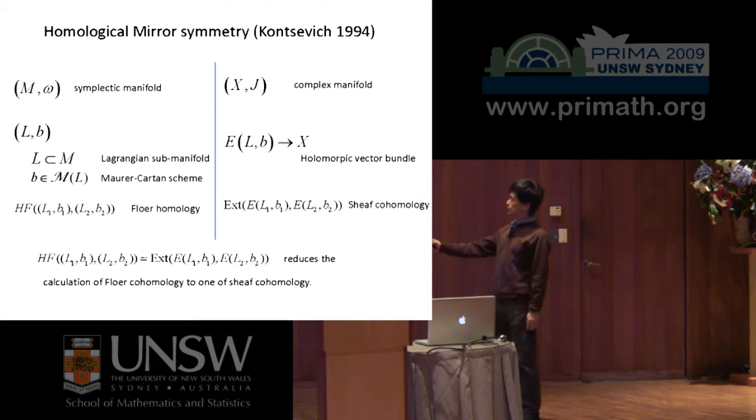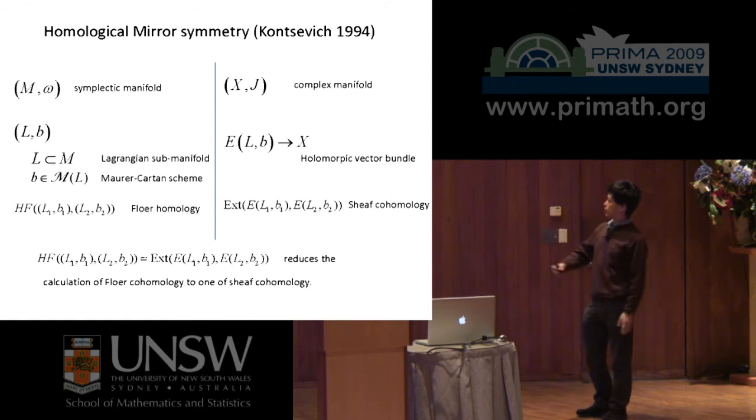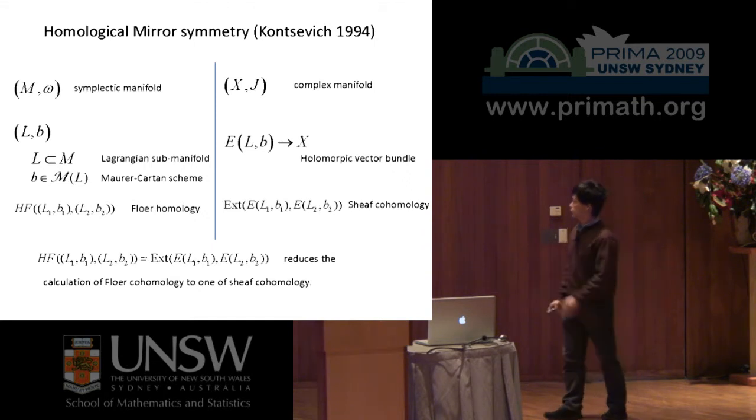And then if you consider a pair of this kind of object, they have Floer homology, and on the other side you have sheaf cohomology, its Ext groups. In the case of just a vector bundle, you take Hom of the bundles and take the D-bar cohomology. So you have this cohomology group. And the homological mirror symmetry conjecture says that this Floer homology is isomorphic to the sheaf cohomology, and actually this isomorphism is functorial.